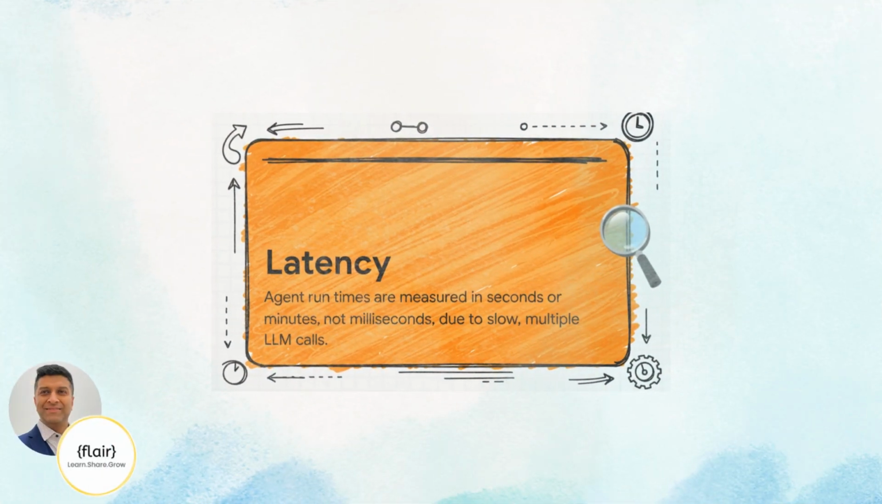First on the list is latency. And we are not talking about a few extra milliseconds with agents. We're talking about runtimes measured in seconds, sometimes even minutes. Think about it. An agent might have to call an LLM multiple times, fetch some data from an API, call the LLM again. All of that adds up. And from a user's perspective, a blank screen for 30 seconds feels like an eternity. They're just going to assume it's broken and bounce.